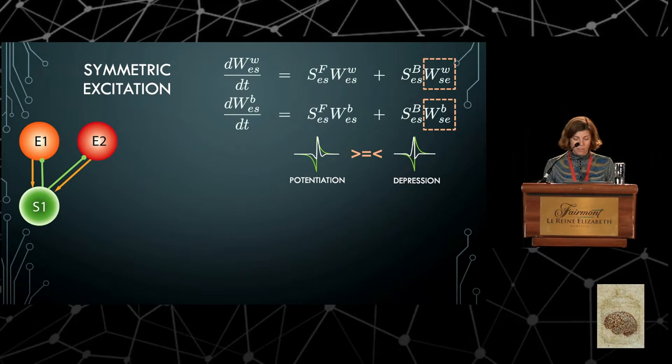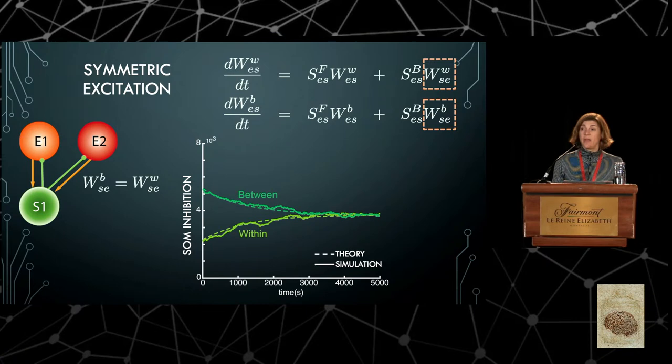So what we did was we set that weight to be equal. And when we did that, we looked at the evolution of SOM-mediated inhibition in the model. And what we found is actually nothing very interesting happens. The inhibition within an assembly, so within the E1-S1 network, evolves to a steady state that is not different from the inhibition between the two networks. This isn't very interesting, and it doesn't lead to very interesting dynamics in the network.